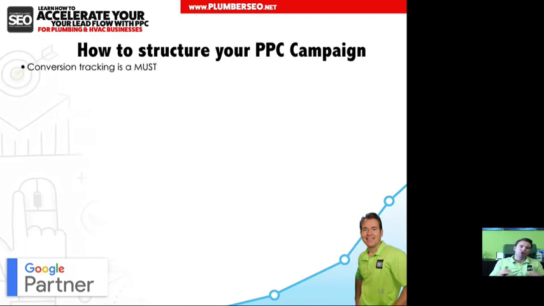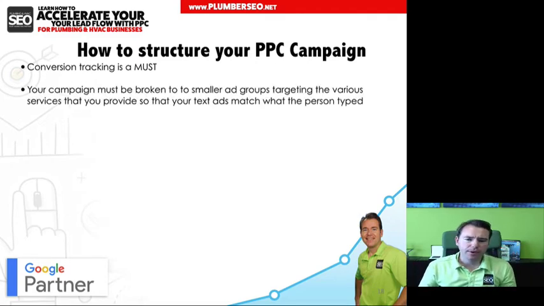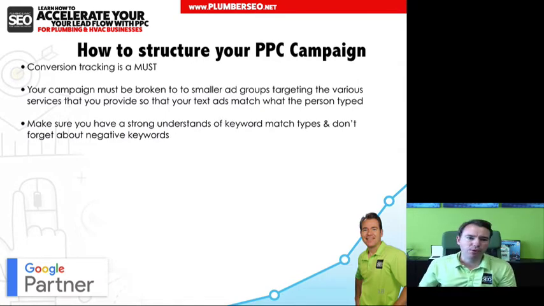The first is conversion tracking is a must, right? You have to have tracking in place specific to your pay-per-click campaign so that you know whether or not your dollar is generating quality leads and then whether those leads are converting into revenue. From there, you need to break your campaign down into specific groups based on the services that you provide that match what the person's looking for.